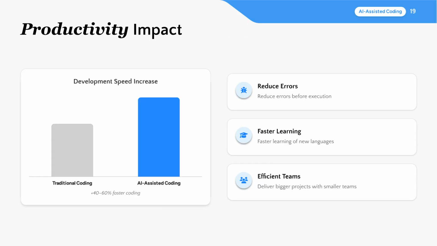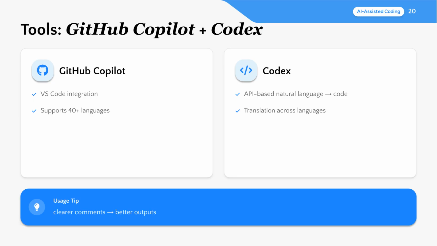AI-assisted coding increases development speed by 40 to 60%. It also reduces errors, accelerates the learning of new languages, and enables efficient teams to deliver bigger projects. GitHub Copilot integrates into VS Code and supports over 40 languages. Codex provides an API for natural language to code translation.